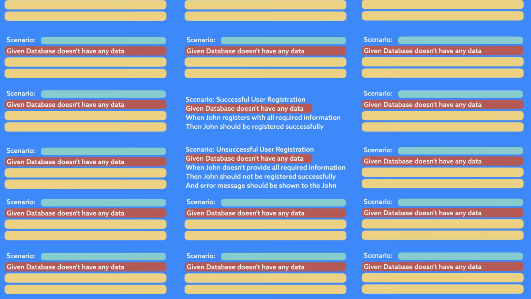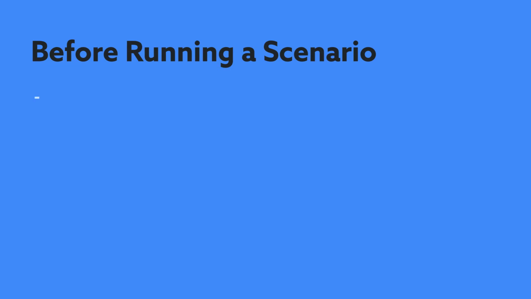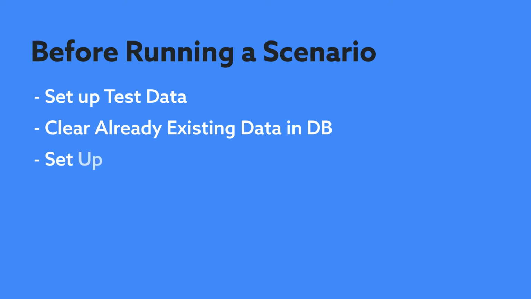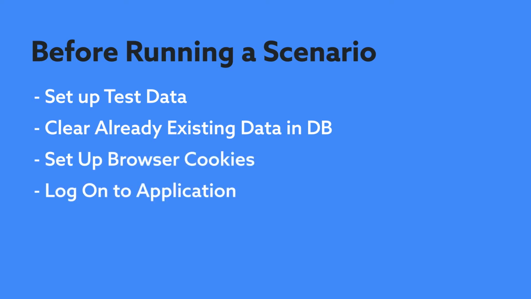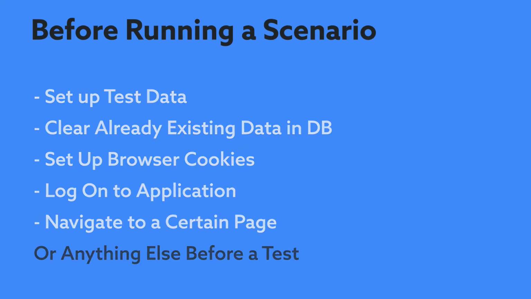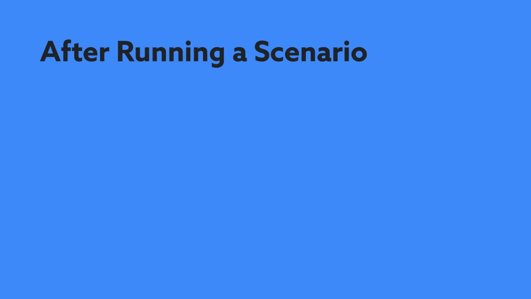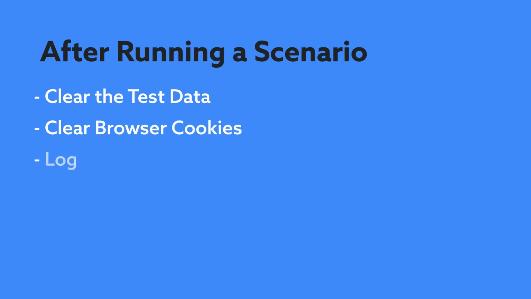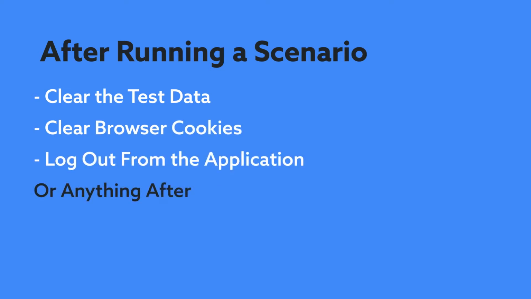That would be very inefficient. Instead, you can define these repeated steps as hooks, which can be executed before or after a scenario. Typically, hooks are defined for any repetitive tasks. For example, before running a scenario, you might want to set up test data, clear already existing data in a database, set up browser cookies, log on to an application, navigate to a certain page, or anything else before a test. Or once the scenario has completed, you might want to clear the test data, clear browser cookies, log out from the application, or anything else after the test.